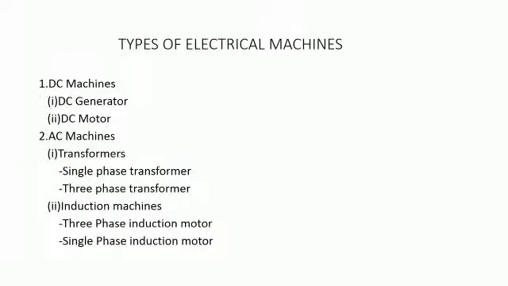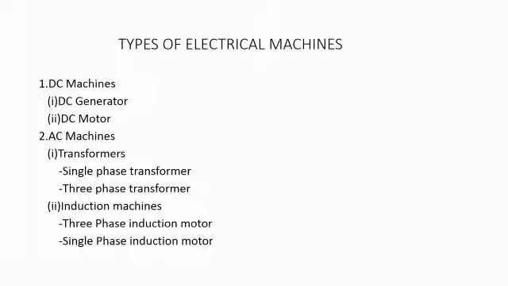Next, some types of electrical machines. First one is the DC machines. What do you mean by DC machines? Electromechanical energy converters which work from the DC input. It is classified into two types, DC generator and DC motor. A DC generator is a rotating machine which converts mechanical energy into electrical energy. A DC motor is also a rotating machine which converts electrical energy into mechanical energy.